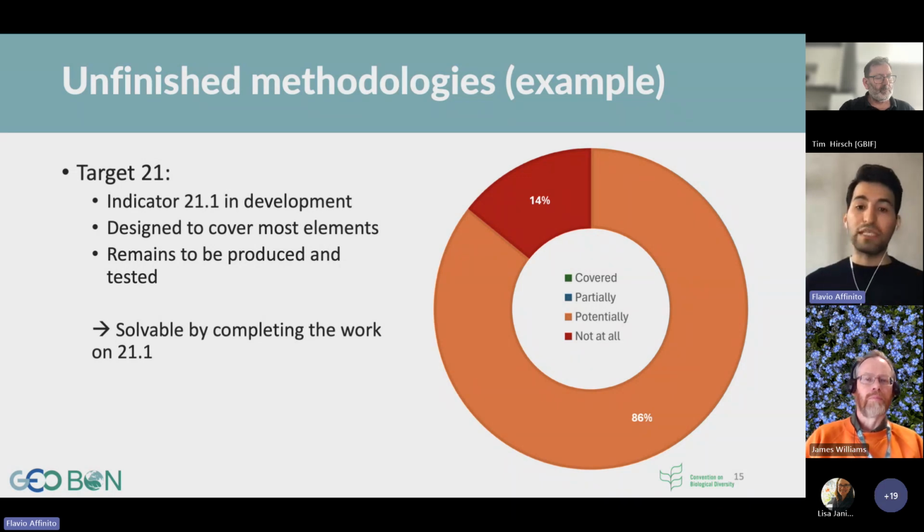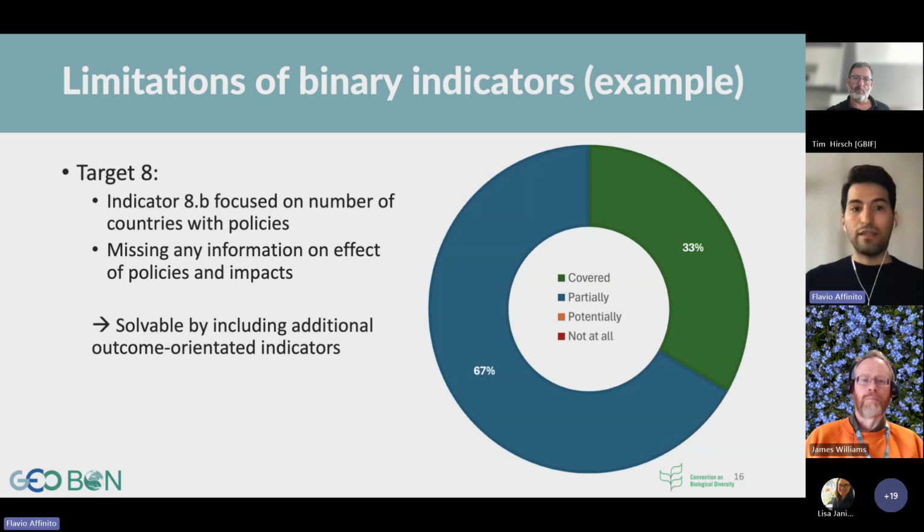So right now we can only say that it is a potential coverage of the monitoring framework. But if the work on these headlines, so 21.1 for target 21 or C1 and C2 for goal C, are completed, then we expect that this entire orange section of the circle could actually go green with a fully developed and functional indicator.